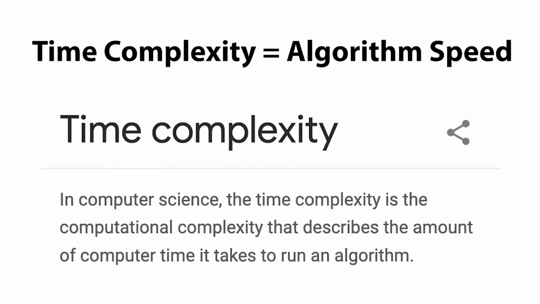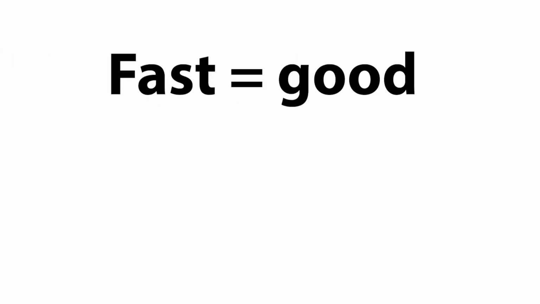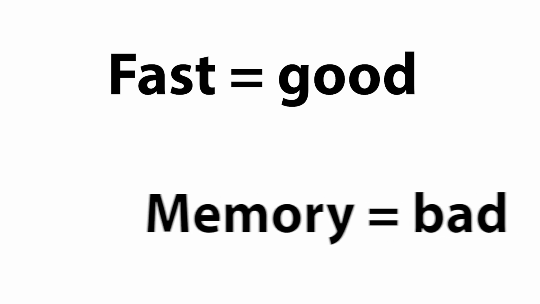So time complexity is basically just how fast is our algorithm. And space complexity is how much memory does it use. And we basically want the code to run fast, and we want to use no memory. If you don't understand why we want our algorithms to go fast, well, I don't know what to tell you. I mean, it's pretty obvious. Do you want your program to loop through an array and have it take 5 years?